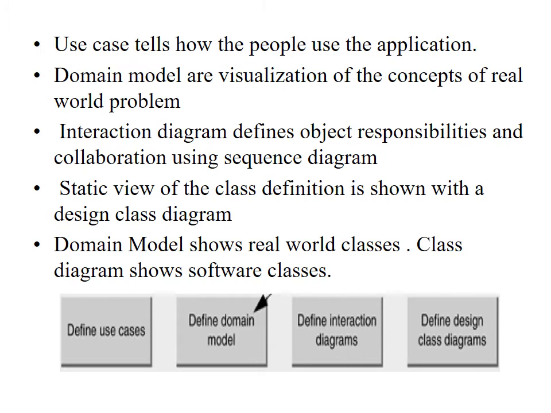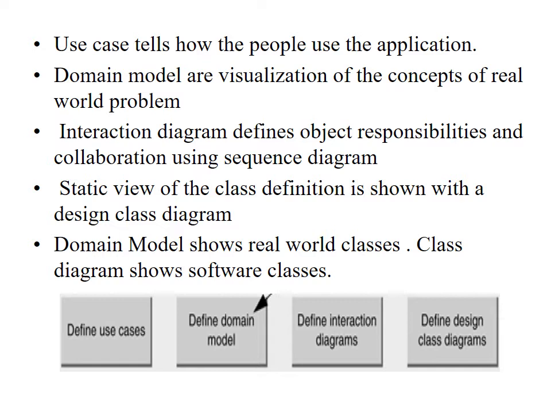Look at the diagram at the bottom. This diagram shows the flow of software product building. So we start with defining use cases for the developer. Based on the use cases we have given, he starts to define the domain model. I mean, he brings all the conceptual classes into the model.